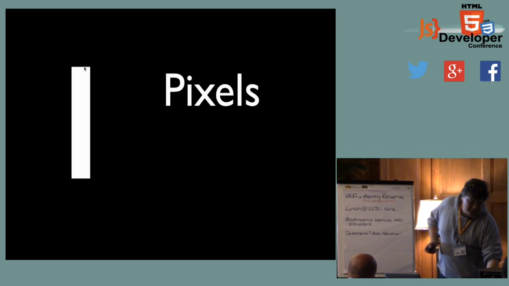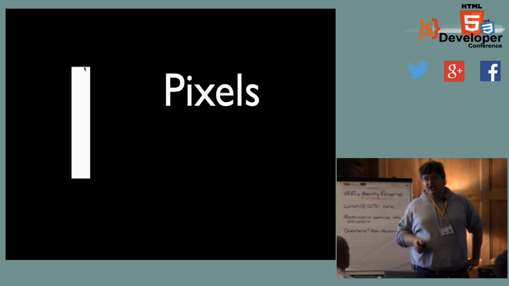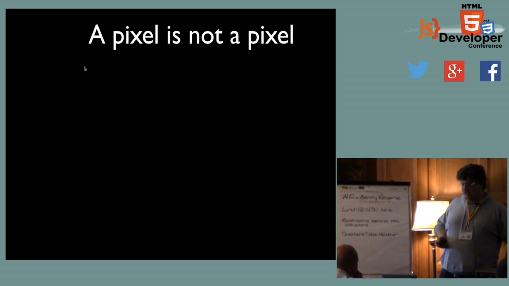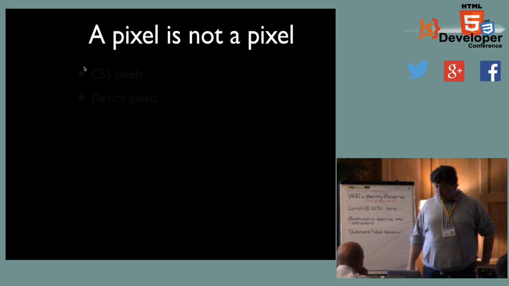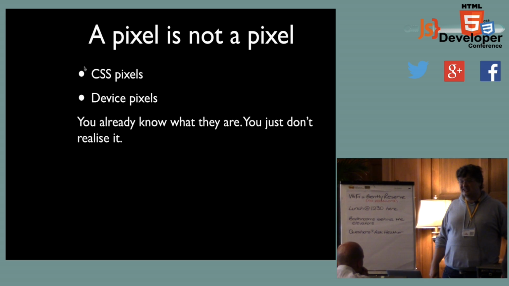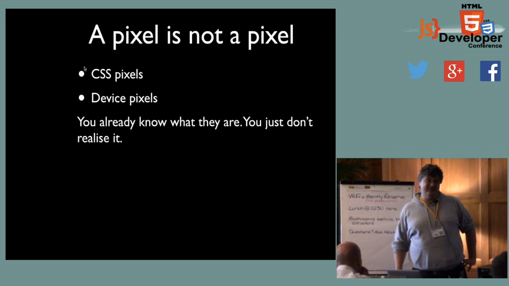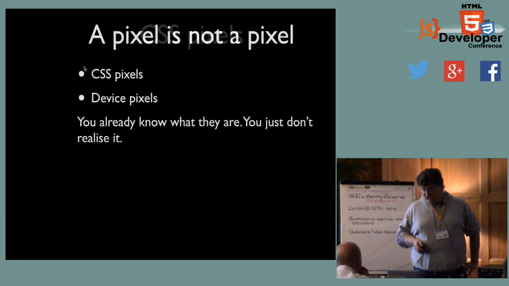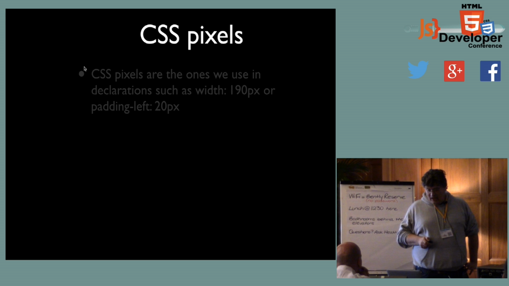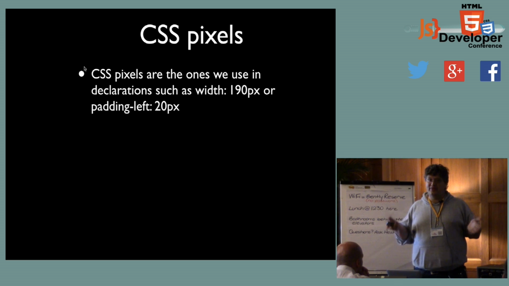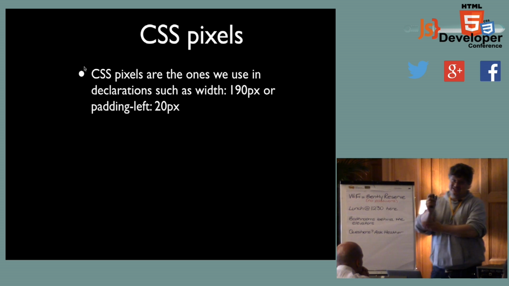Before we get to the viewports themselves, I have to talk a little bit about pixels, because a pixel is not a pixel. That is, there are two kinds of pixels that are important for websites: CSS pixels and device pixels. May sound complicated, it's not, because you actually already know what's going on here, you just don't realize that you do. By far the most important ones for web developers are CSS pixels. What are CSS pixels? They're simply pixels that you use in your CSS. So if you say width 190 pixels, padding left 20 pixels, whatever, those are CSS pixels.